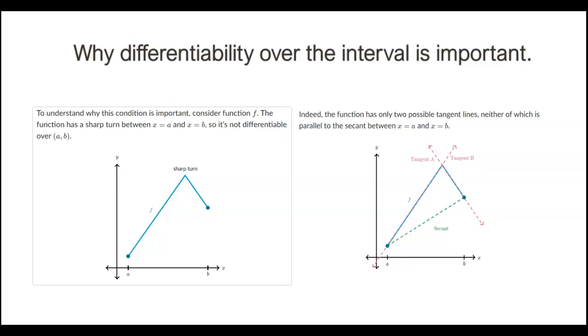Differentiability over an interval is super important to understand why this works, because if it's not differentiable, it's not guaranteed anymore. So sharp turns aren't differentiable. Tangents that have these overlapping slopes just don't work that way.